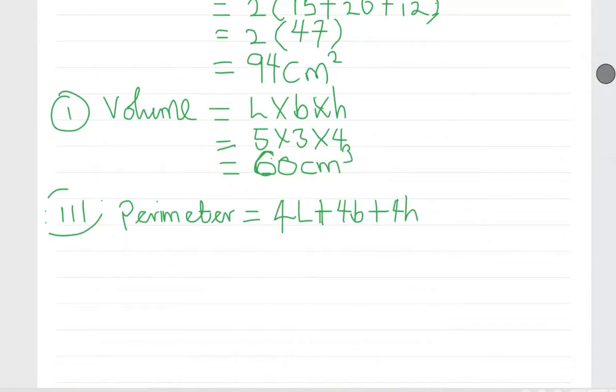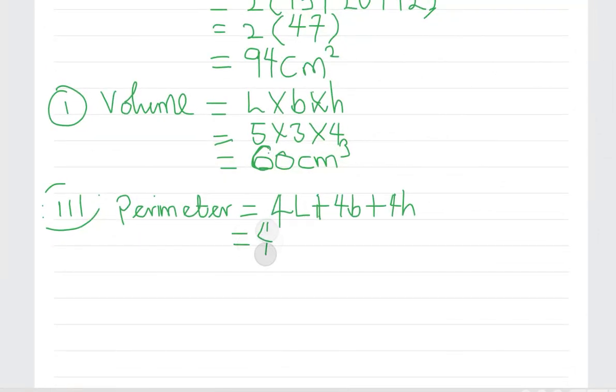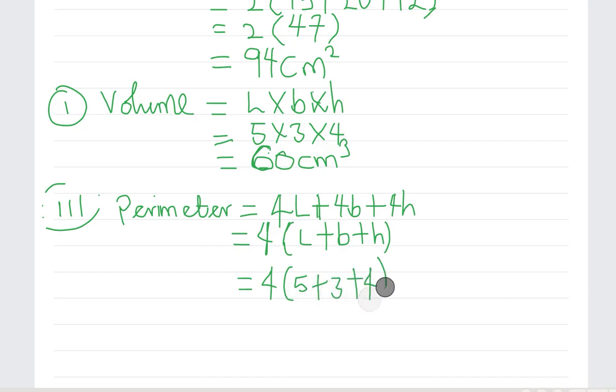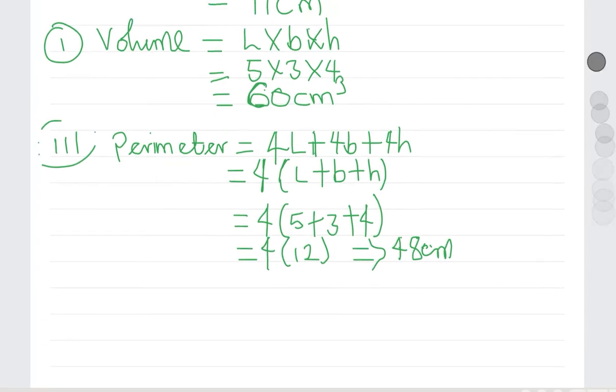So let's complete that. That will give us 4 into brackets L plus B plus H. L is 5, B is 3, and H is 4. So that will give us 4 into brackets 5 plus 3, 8, 8 plus 4, 12. And then 4 times 12 will give us 48 centimeter. So that is the answer to that question.